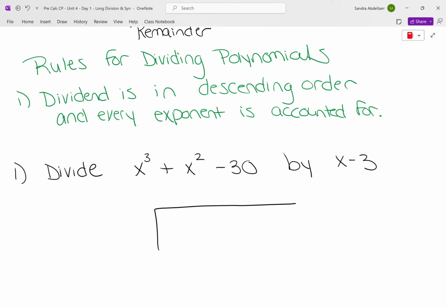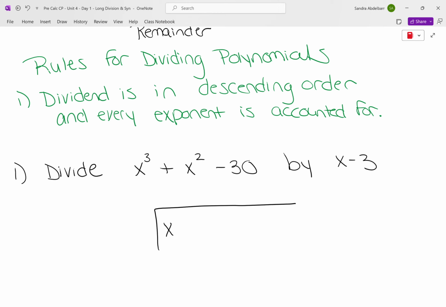That's our dividend. But what did I say? I said make sure it's in descending order. Is it in descending order? Yeah. But I also said make sure every exponent is accounted for. Is every exponent accounted for? No. So what do I have to do? Put in an x spot with what in front of it?